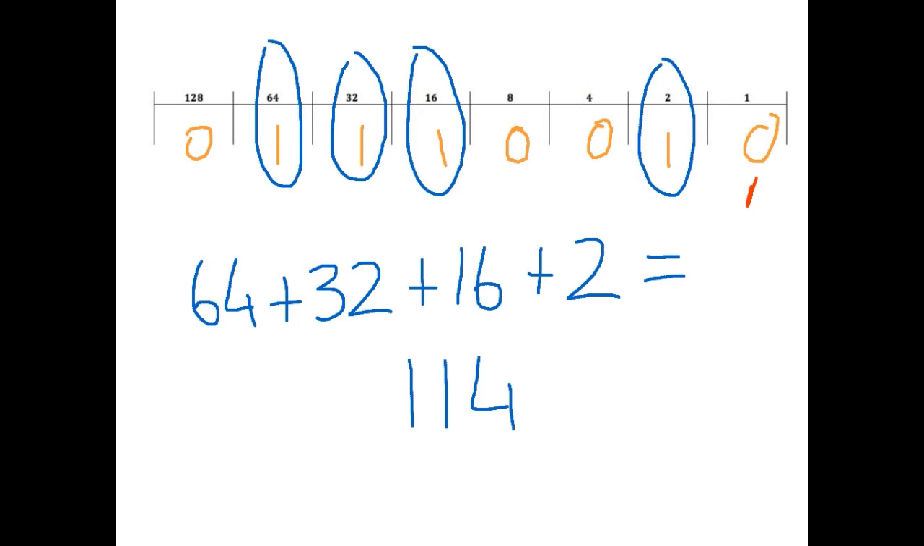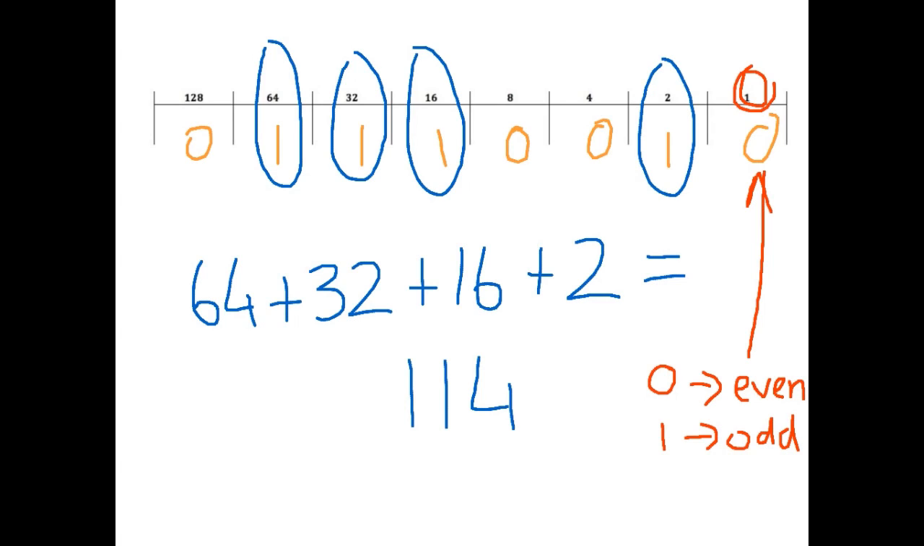I just want to make a quick note here as well. If you ever have a 0 in the rightmost column, in the ones position, you know that it is going to be an even number. If you've got a 1 in there, you know that it is going to be an odd number, because that 1 is the only thing that can tip you into odd or even. Everything else is a multiple of 2, and all multiples of 2 are even. So only that little 1 there will actually tip you into an odd number. It's not necessarily something that is always helpful, but sometimes it's nice to just remember that little bit of information.